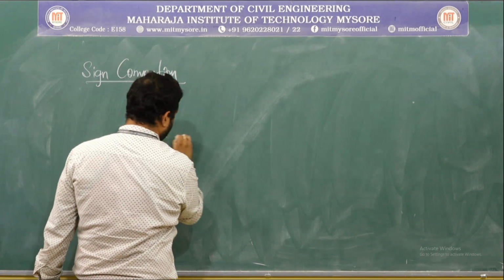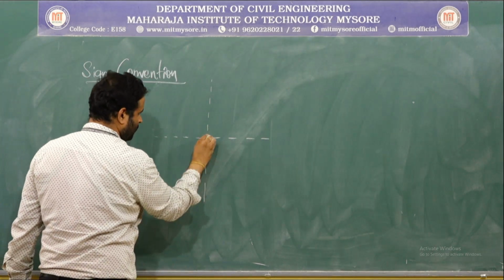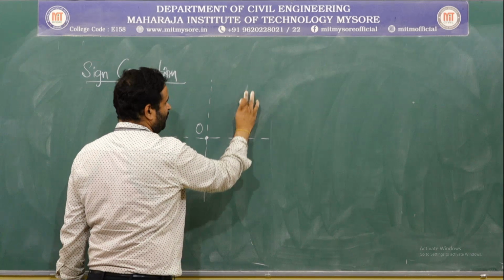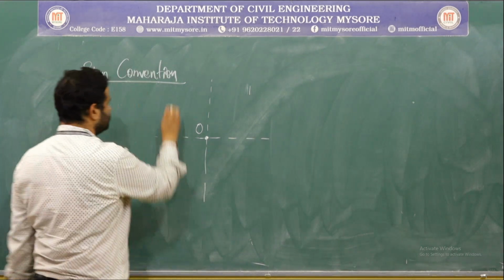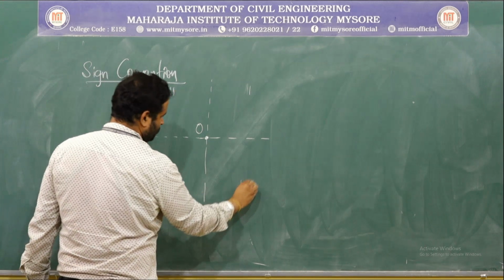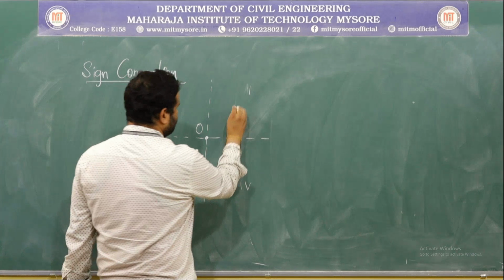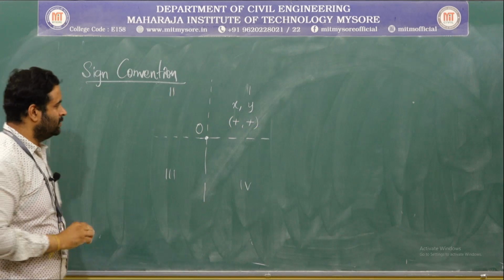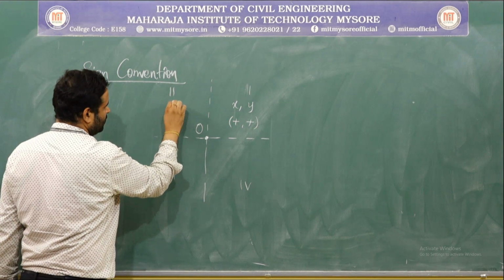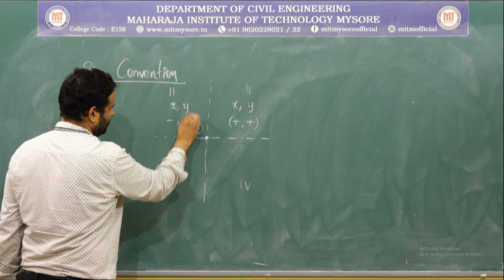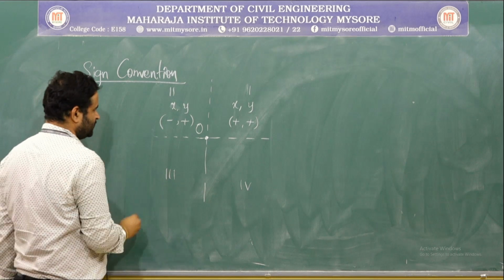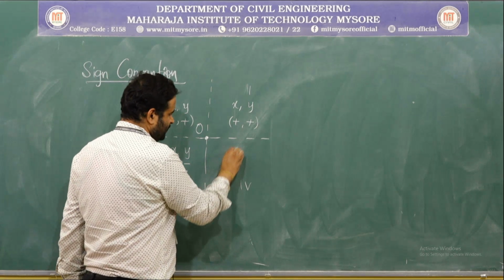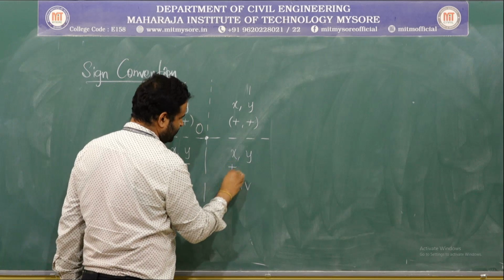So sign convention, so this is the origin O. What if you measure the values in the first quadrant and in the second quadrant, third quadrant and fourth quadrant? So the sign conventions for x and y in first quadrant is plus and plus. The sign convention for the second quadrant for x and y components is minus and plus. The sign convention for the third quadrant to measure the x and y component is minus and minus. And the sign convention for the x and y components in fourth quadrant is plus and minus.